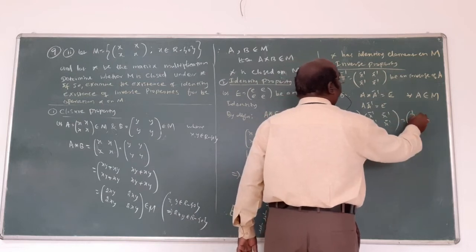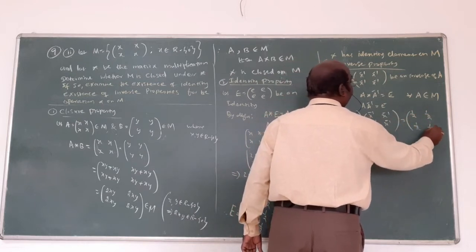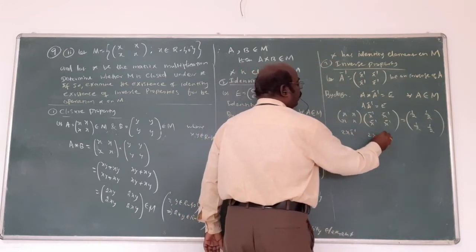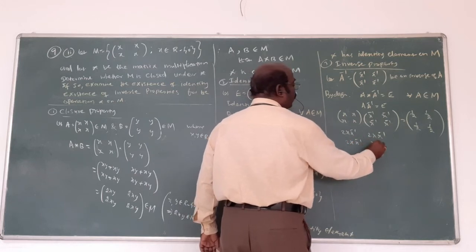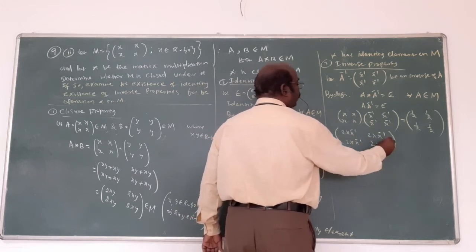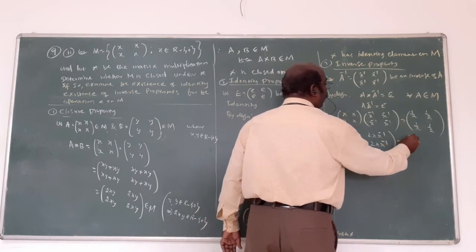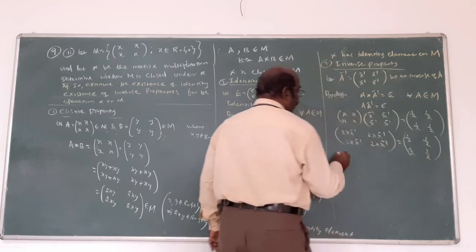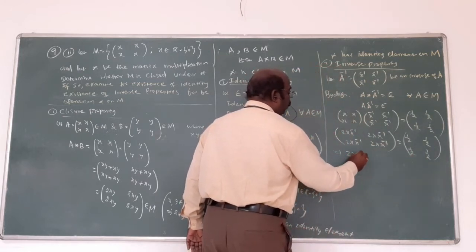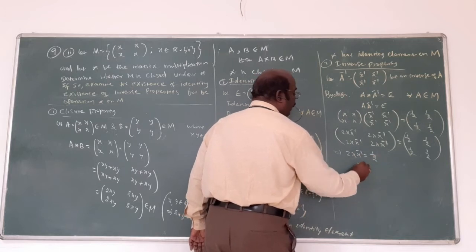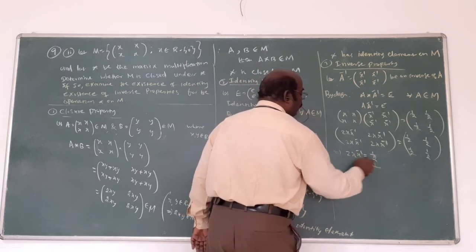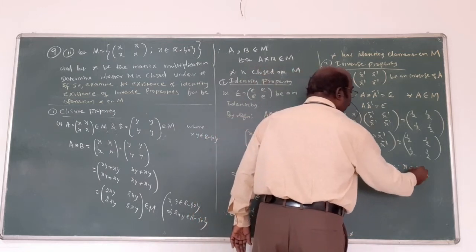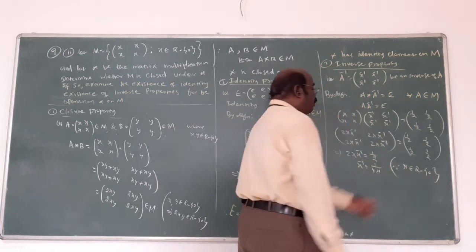e is what? 1 by 2. Am I right? Now multiply: 2x times x inverse equal to 1 by 2. The corresponding elements should be equal. 2x inverse equal to 1 by 2. We want x inverse, so x inverse is 1 by 4x. Since x belongs to R except 0, that's why it is possible.